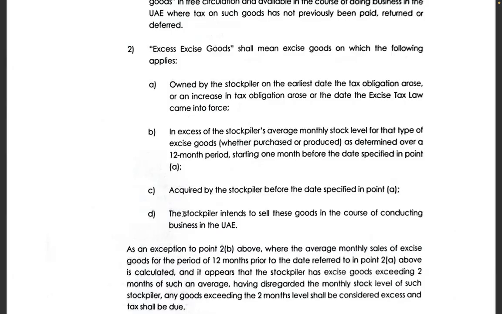And what is there in D? The stockpiler intends to sell these goods in the course of conducting business in the UAE. So these are all features of the excess excise goods.